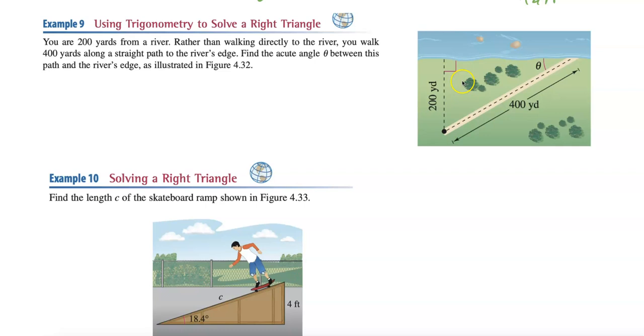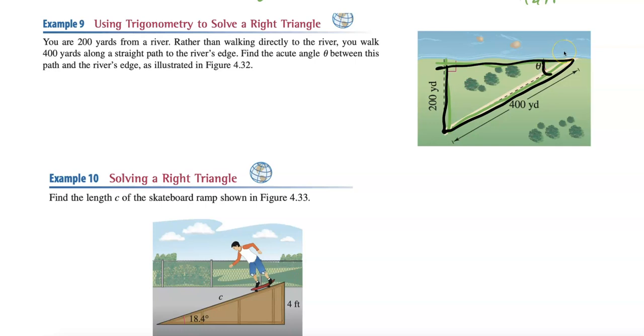Example 9. Same idea. I don't need to read the question, right? Well, actually, I probably should look at what the question is. You are 200 yards from the river, so that's right here. Rather than walk directly to the river, you want to walk 400 yards in a straight path to the river. So take this like a hypotenuse. Find the acute angle. So we're trying to find the angle. Again, it's just a triangle. That green on green did not work. I don't know what I was thinking. So here we go. That's our angle.